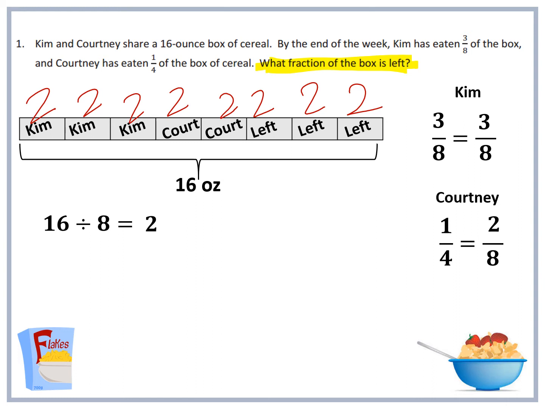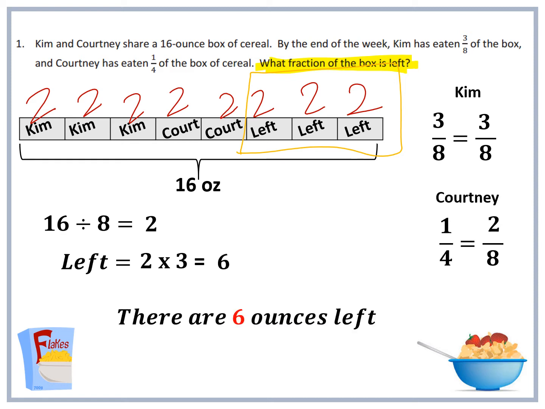Now I have enough information to figure out what is left. This part here. I have 3 groups of 2 in this tape diagram. So the total that is left, I can add the 2 three times, or I can multiply 2 by 3, and I get 6. So that means that there are 6 ounces left. The fraction is 3/8, but the total number of ounces is 6 ounces that are left.